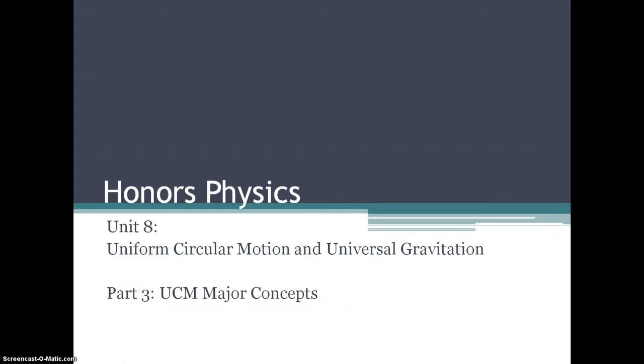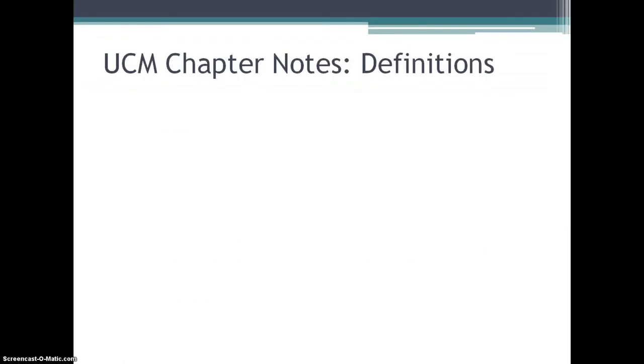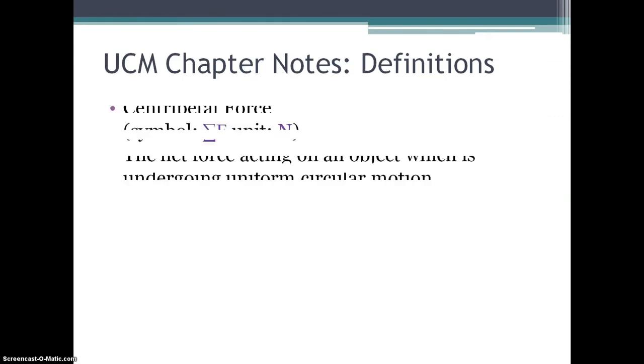So in this section, we're going to talk through some of the major concepts in uniform circular motion. This is the stuff you really need to understand. To begin with, let's do some basic definitions. We've talked about a few of these things in the lab already, but here's the word-for-word definition that you can write in your notes and study.